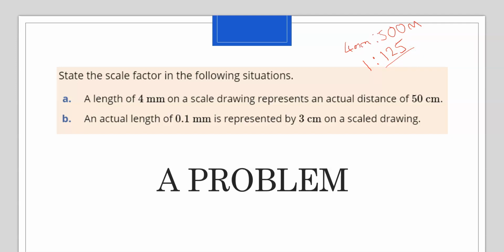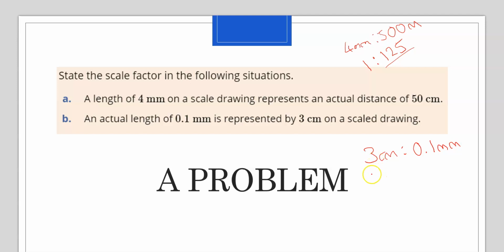Here we've got our scale drawings. We've got an actual length of 0.1 millimetres is 3 centimetres on our drawing, so that's going to go first, but again we need to make the millimetres into a whole number. So we've got 3 centimetres to 0.1 millimetres. That's so mathematically incorrect, it's unbelievable.